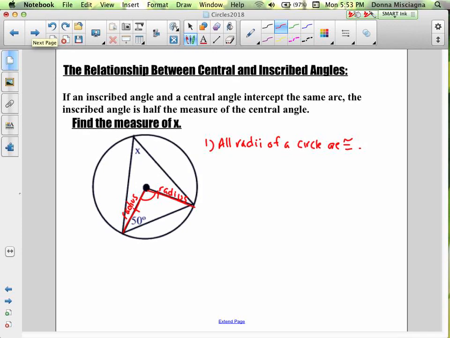Now notice this forms a triangle. You've got the two radii, and then you've got this chord here that connects those points. And I notice that that's a triangle. It has two sides congruent, so I know that's an isosceles triangle, and I remember something about isosceles triangles. I remember something called the base angle theorem.